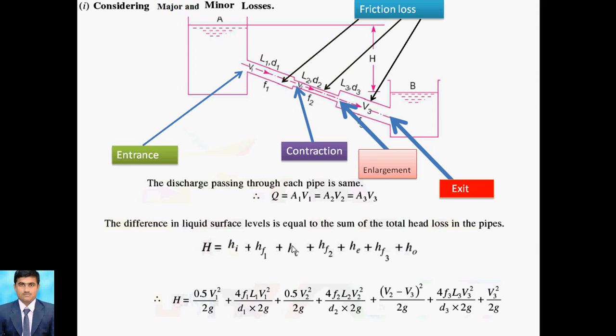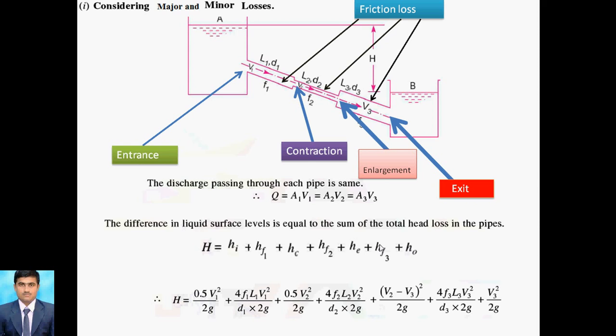Then the second term, HC. HC means contraction, so here contraction takes place. Contraction means 0.5 V2 square by 2G. So this is another formula for contraction. Then next the friction loss is there, that is HF2. So we can write 4 F L V square by 2 G D for the second pipe, so we can write 2.